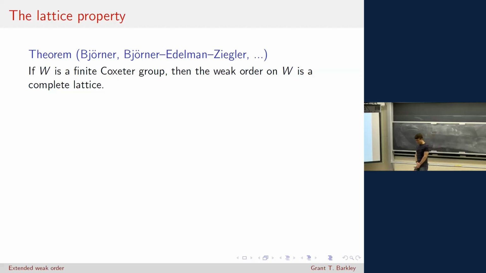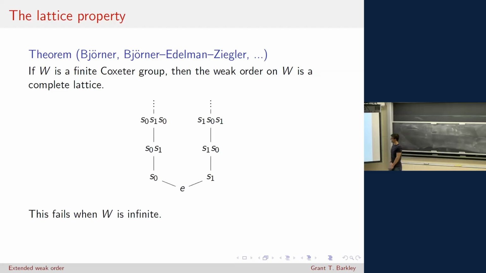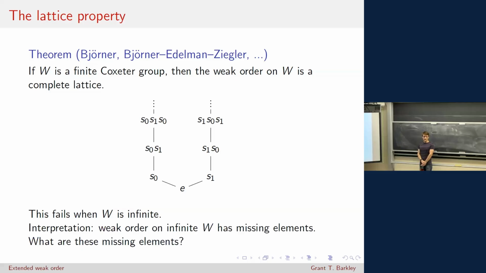Okay, so it turns out that for finite Coxeter groups, the weak ordering on the elements of the group is always a complete lattice. But as we can see from this affine S2 example, that fails when we have infinite Coxeter groups. So this guy and this guy do not have a common upper bound, much less a least upper bound. Okay, so we're going to interpret this statement of the failure of the lattice property as saying that the weak order on an infinite Coxeter group is actually missing some elements that we should have included. So we're going to try to figure out what these missing elements are.